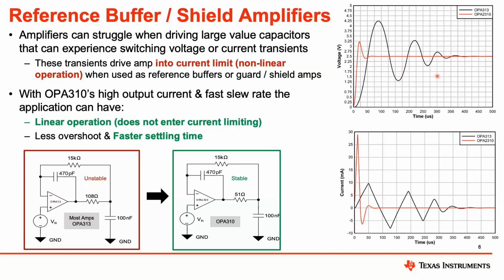This is a result of the 2310 having a much higher output current drive. It's able to charge the capacitor up quicker and stabilize the output faster as a result, versus the 313, which is struggling and hitting its maximum current output. So if you want a faster settling time as well as less overshoot, then you're going to want to go with a higher output current device like the OPA2310.